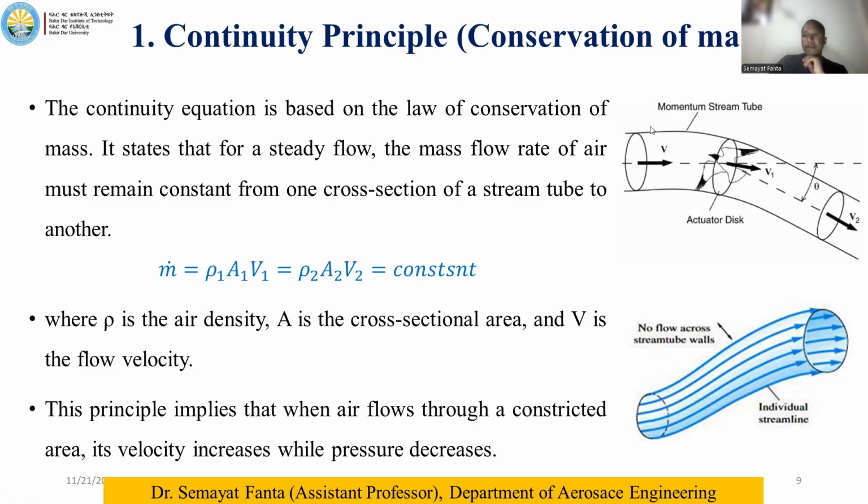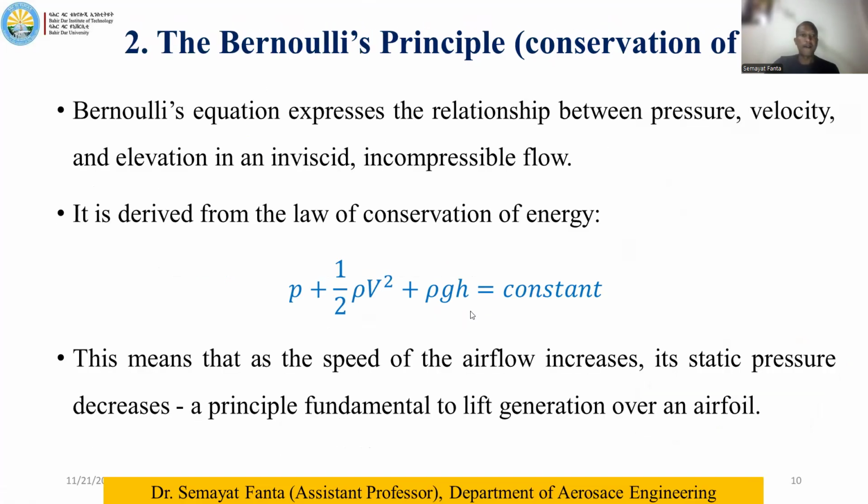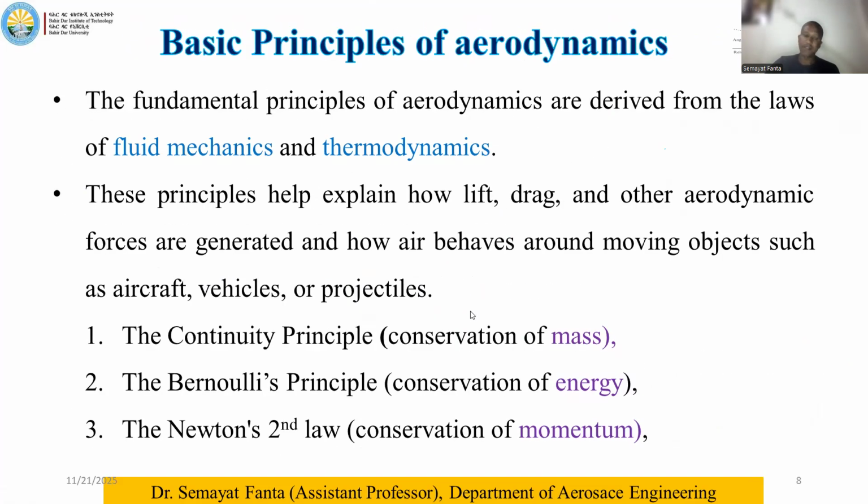So in the stream tube, we can observe the flow from one point to another, which is considered constant. Here, rho is density, A is the cross-sectional area, and V is the flow velocity. This principle implies that when air flows through a constricted area, its velocity increases while pressure decreases. So this is called the conservation of mass, or the mass flow principle.